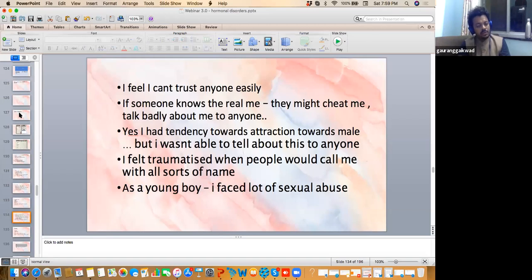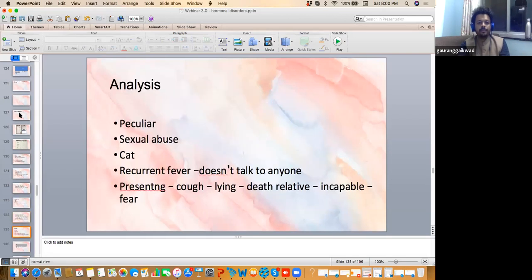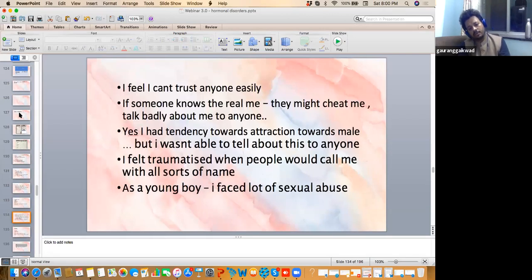His problem was he was very suspicious by nature. His main problem was that he would feel that anyone would cheat him a lot. And that was his biggest fear, that no one should cheat him. And he has a tendency towards attraction towards males. And he would feel very traumatized if someone would make fun of him. So this is the case in short.